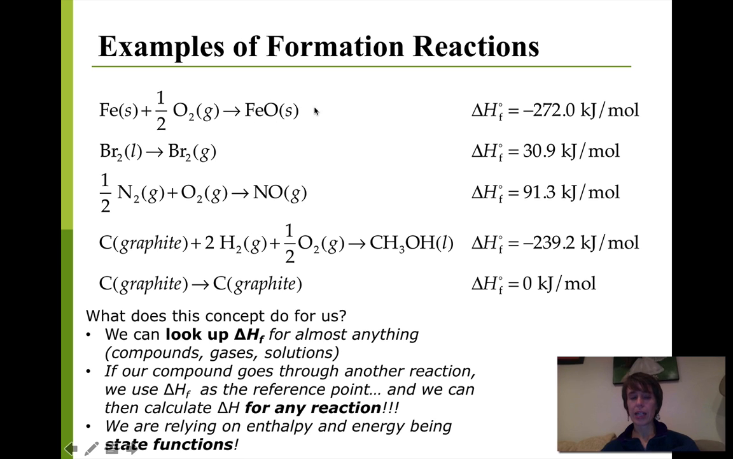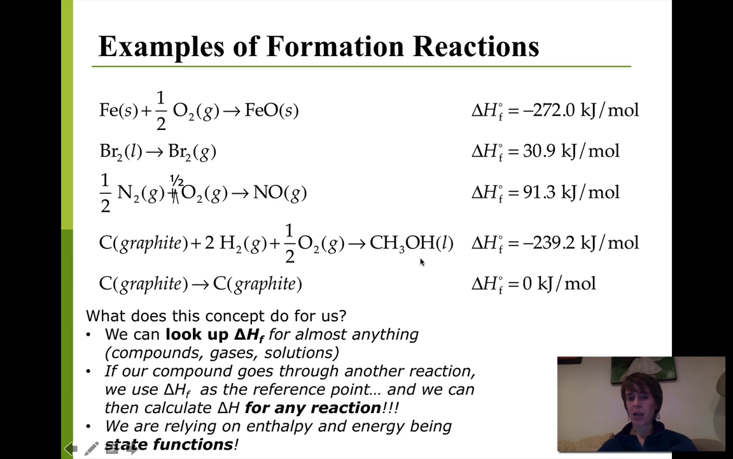We already looked at iron oxide. Bromine is typically a liquid at room temperature, and so to get it into the gaseous form, we can write a formation reaction for that, and it's just showing the change of state from liquid to gas. And the enthalpy of formation here is a positive 30.9 kilojoules. That makes sense. We're inputting energy into the system in order to convert from liquid to gas. And nitrogen monoxide is half a nitrogen and half an oxygen to form nitrogen monoxide. There was a mistake on your slide there. There should be a little 1/2 before the oxygen.